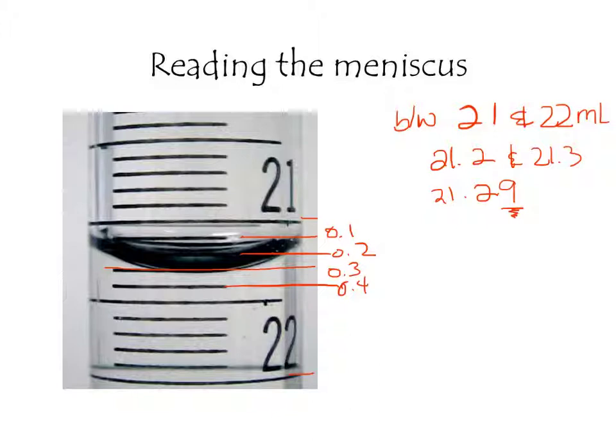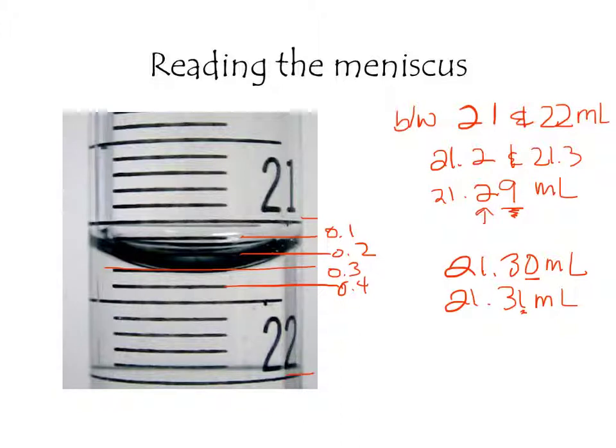Now, there's another number you can have. You could have also written 21.30 milliliters. Oops, forgot units. Or you can write 21.31 milliliters, just as long as they're around the same number, because that last number is our estimated value. And the second to last number is our last real known marking.